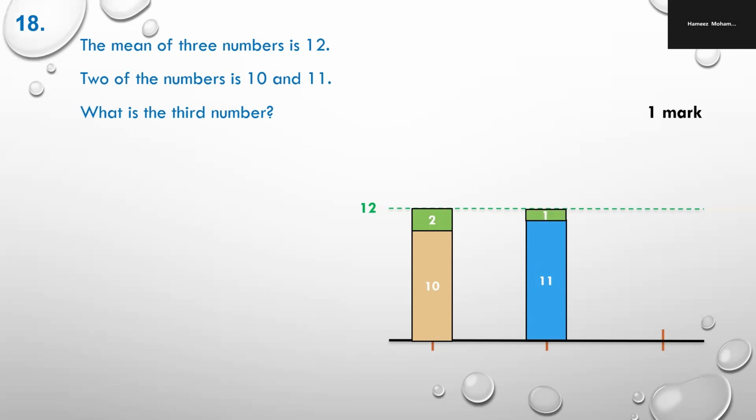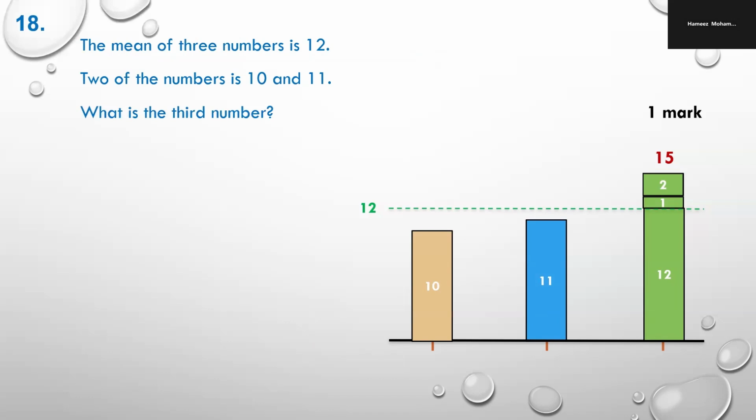And of course, the third column, which is in green, has to reach 12 as well. So we have a number 10, we have a number 11. What's the third number? Let's put them all together. Carry the 1 across, carry the 2 across. So that will give us 15. So that is our third number.